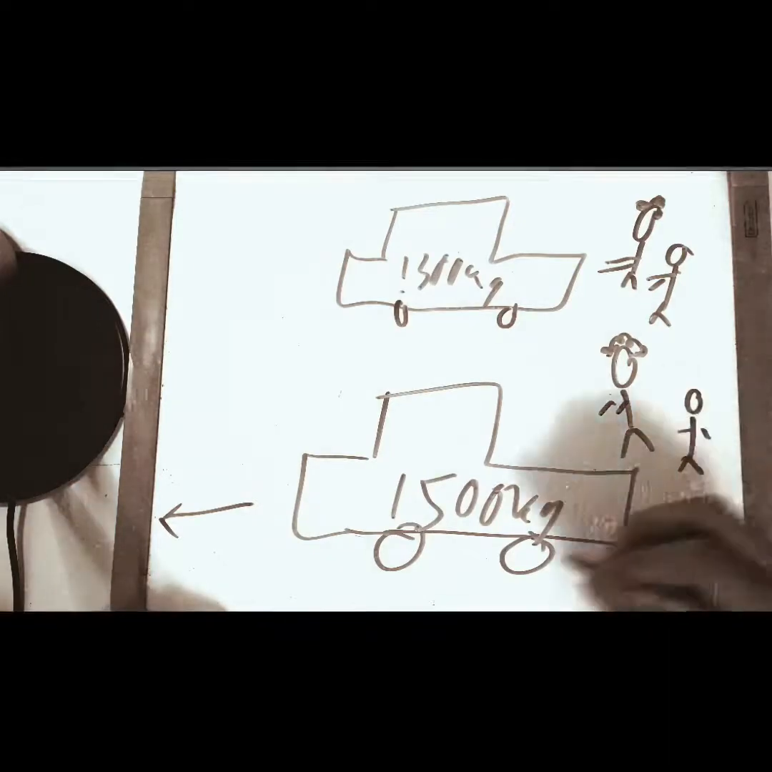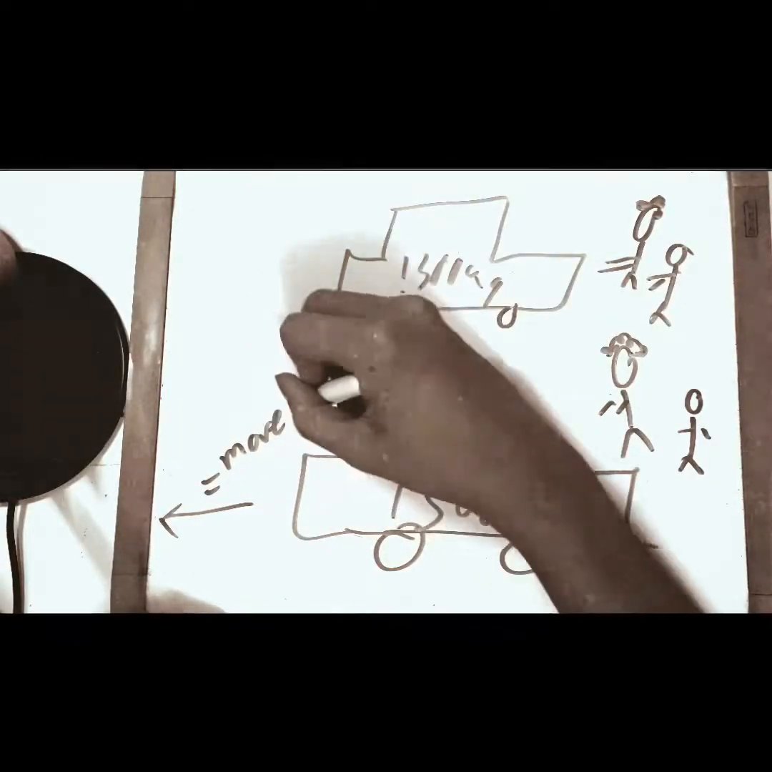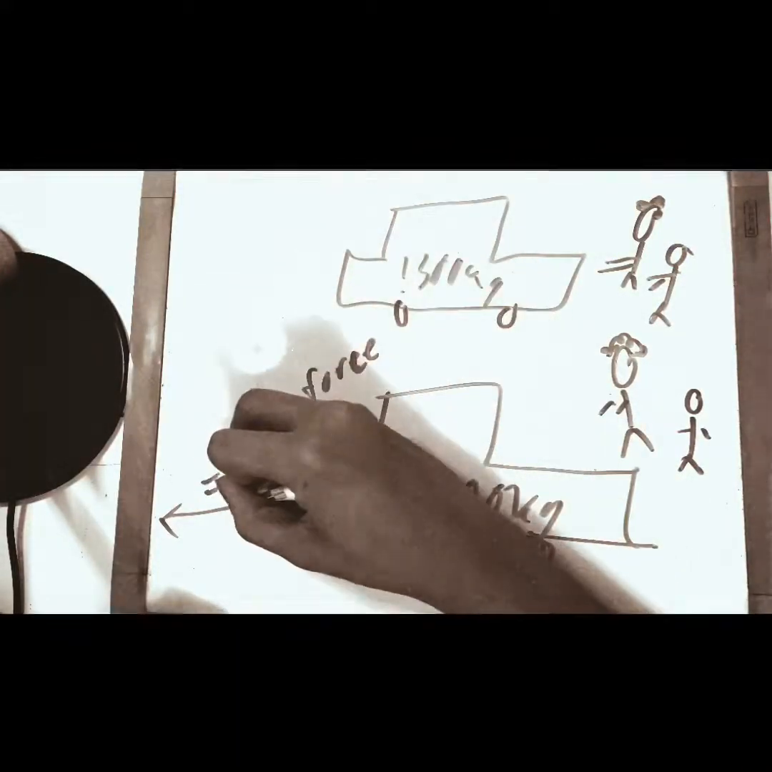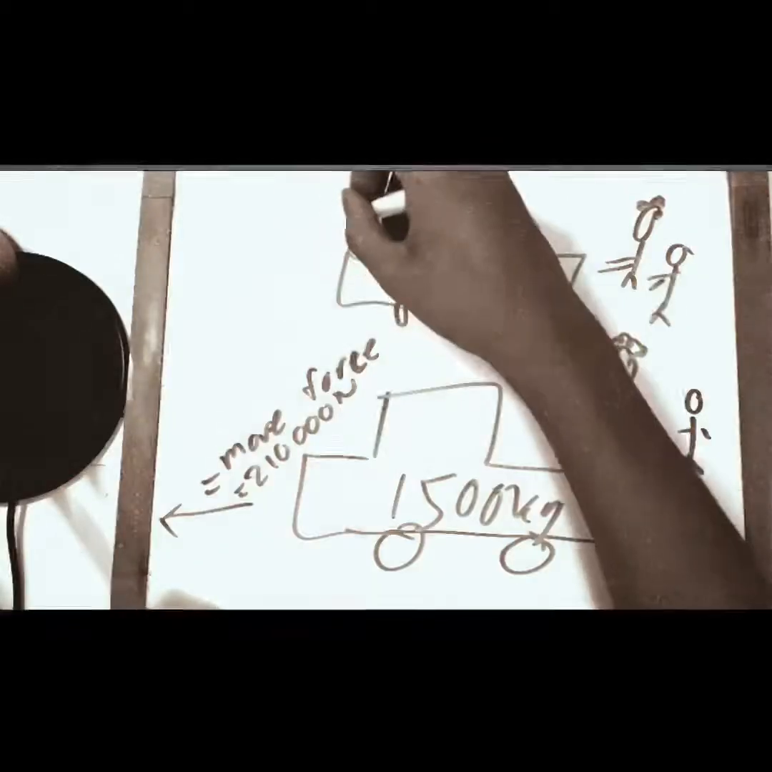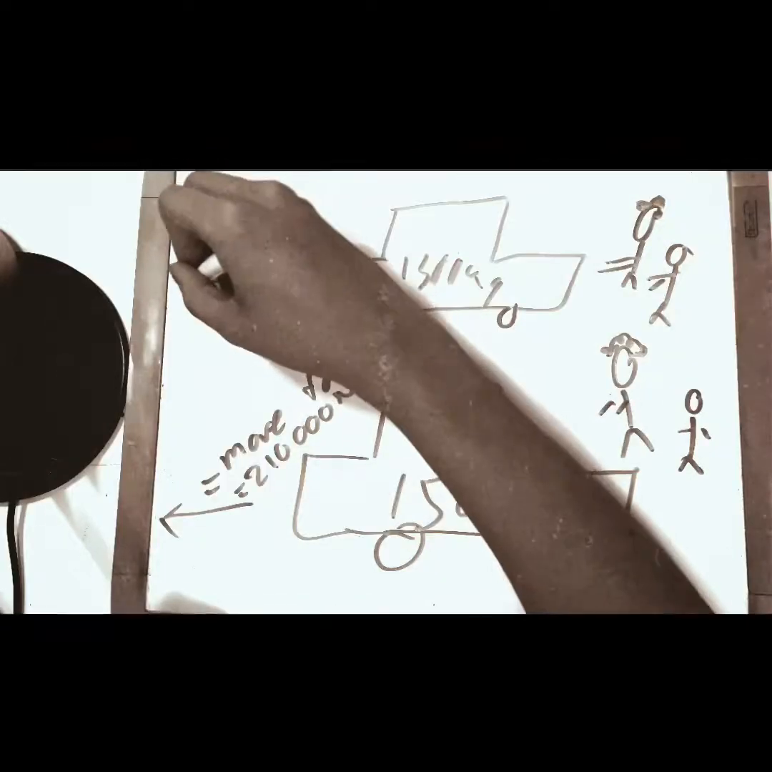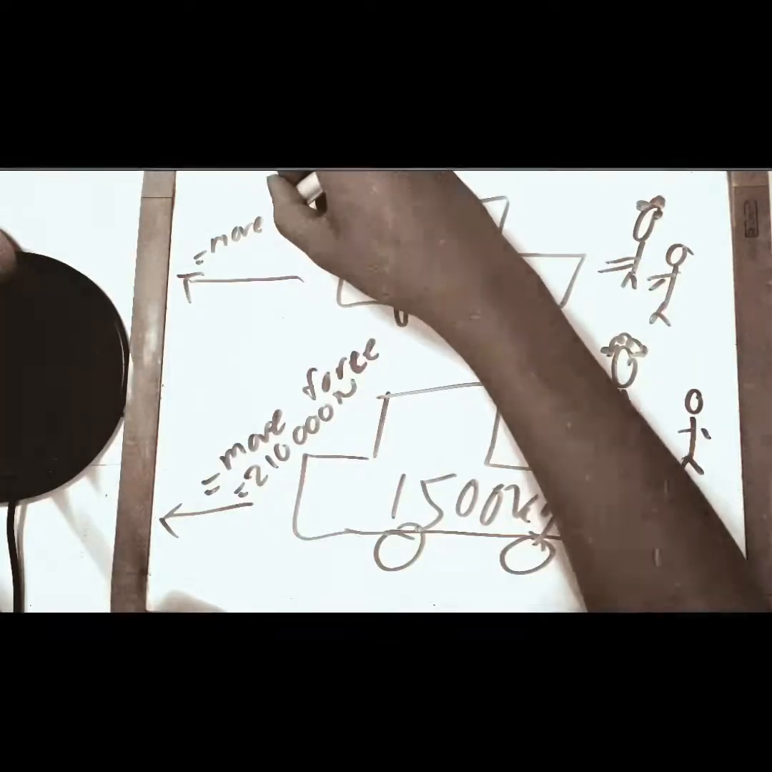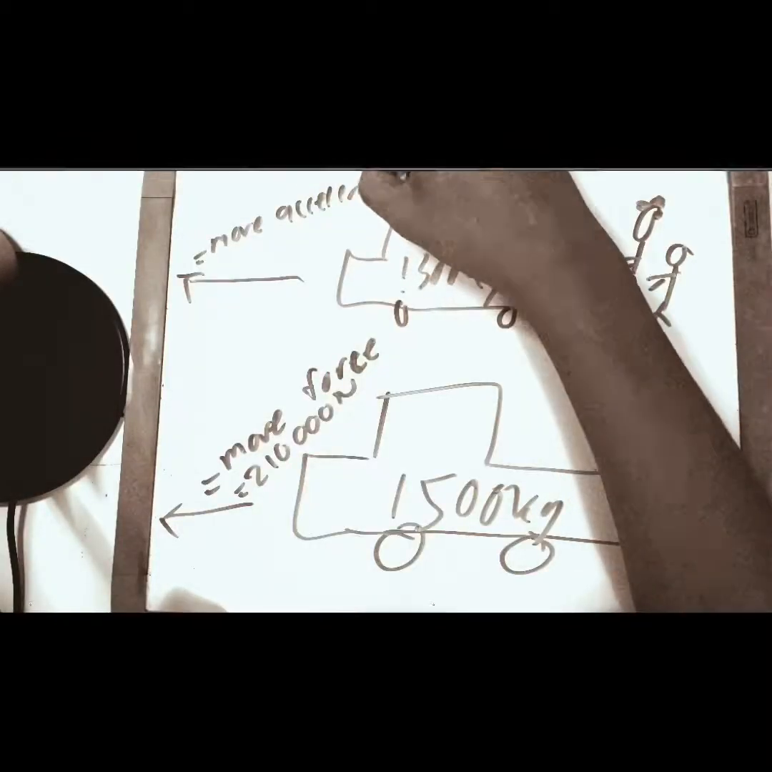If we had another car about 1500 kilograms and we moved it at the same distance in the same time, but it weighed more since the mass is more, the applied force would be 210,000 newtons. If applying the same force to two objects with different masses, the object with less mass would have more acceleration due to needing less force to move it in general.